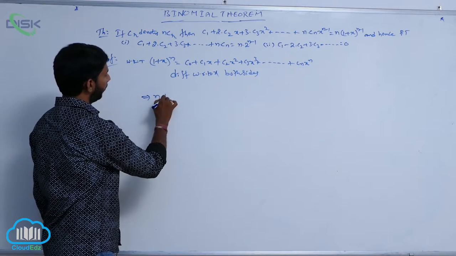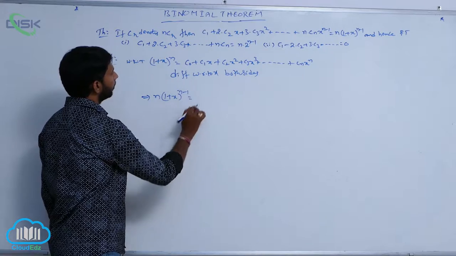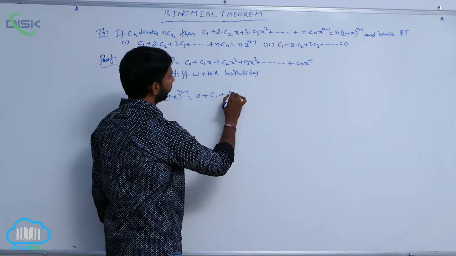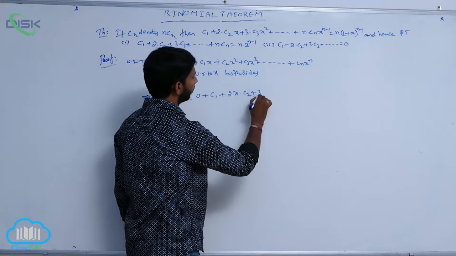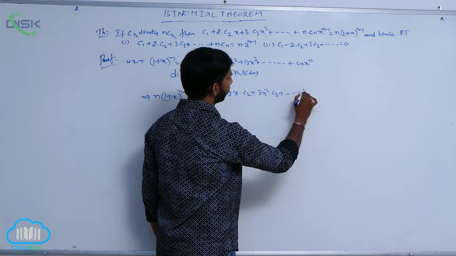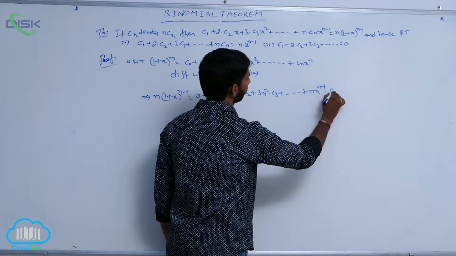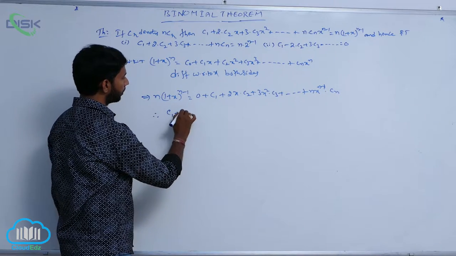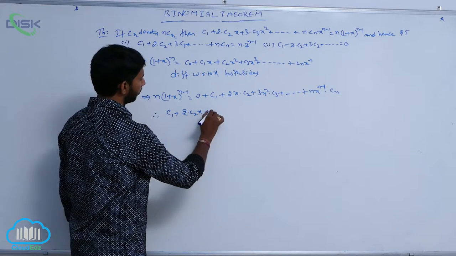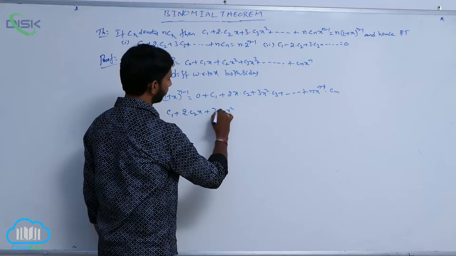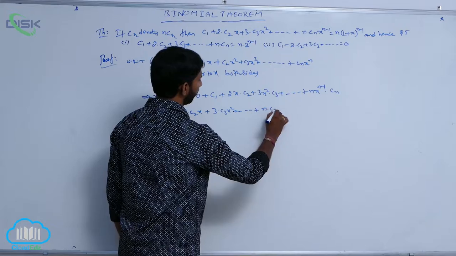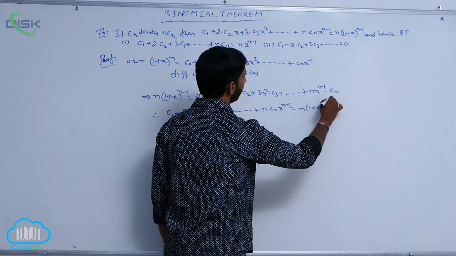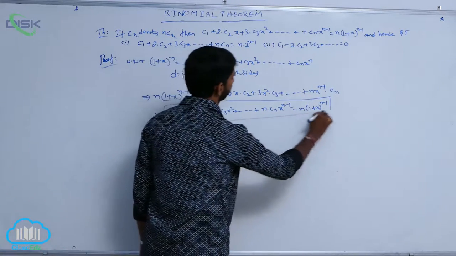That implies n(1 + x)^(n-1) is equal to, here C0 is a constant, so its derivative is 0, plus C1, plus the derivative of x² which is 2x times C2, plus 3x² times C3, plus and so on, n·x^(n-1) times Cn. Therefore C1 + 2C2 x + 3C3 x² + and so on, n·Cn·x^(n-1) is equal to n(1 + x)^(n-1). This is the first condition.